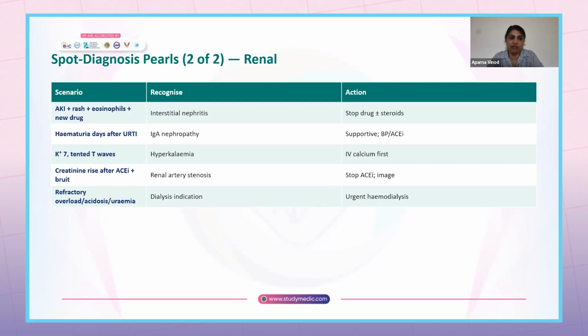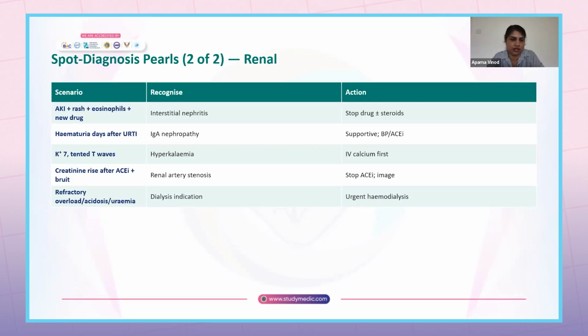In hyperkalemia, if you're finding tall tented T waves and rise in potassium greater than 6.5, go ahead with hyperkalemia emergency management with IV calcium gluconate first, then insulin dextrose infusion along with salbutamol nebulization, and finally you can help excrete the potassium from the body using sodium zirconium cyclosilicate or Lokelma, which are potassium binders, and then dialysis if you need further fast action.